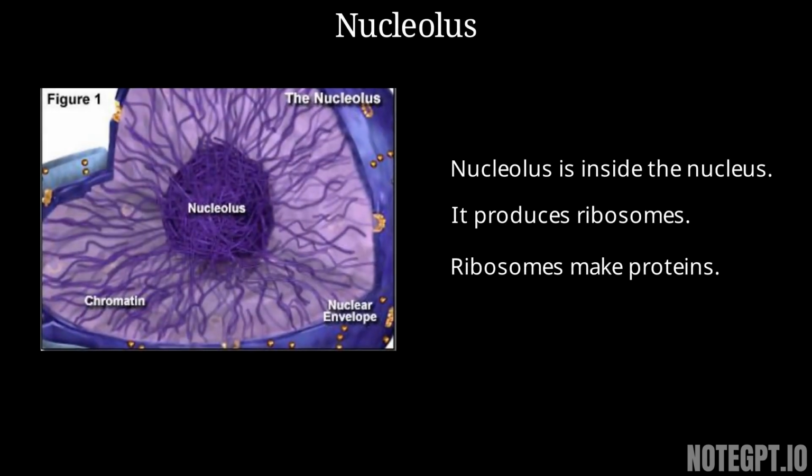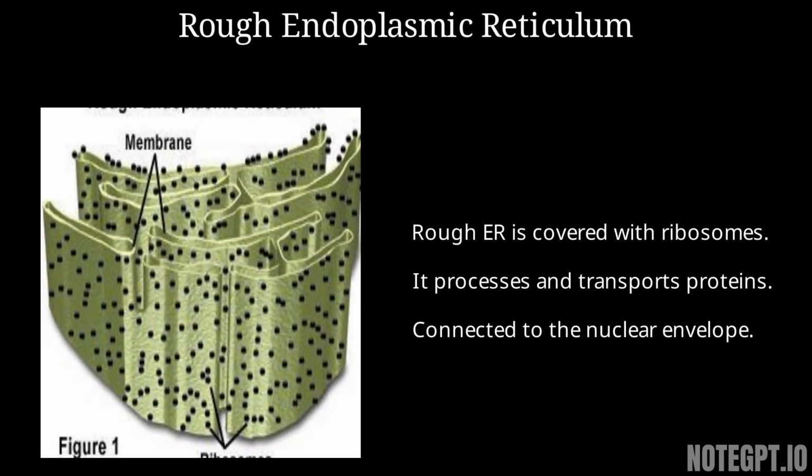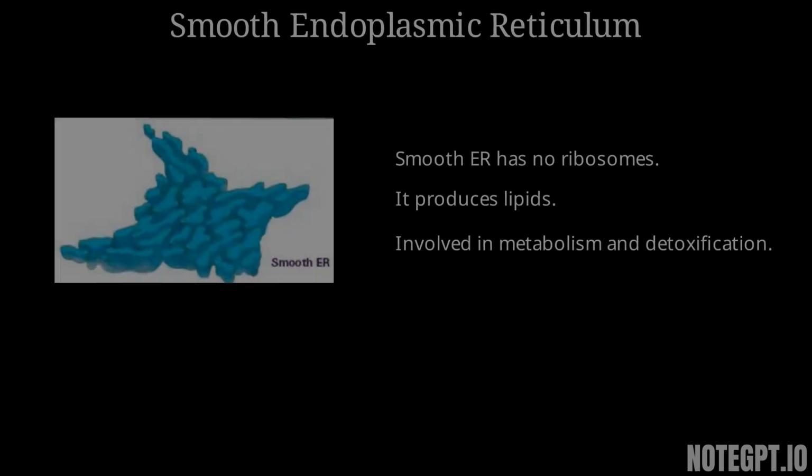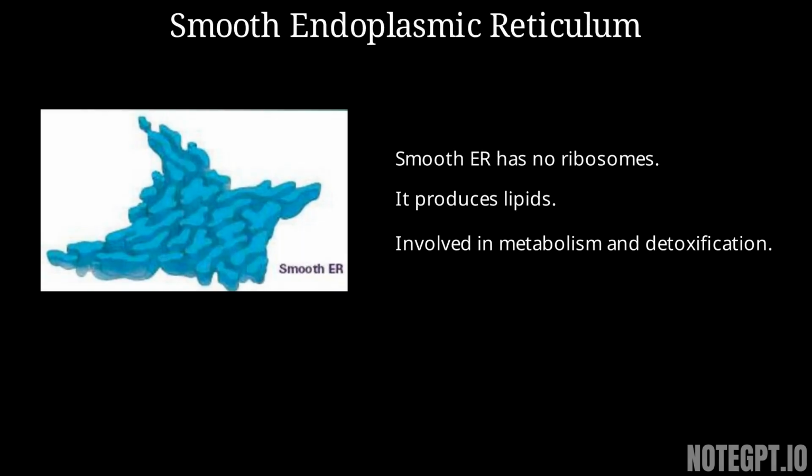The nucleolus is a dark staining structure in the nucleus. It makes ribosomes, which are essential for protein synthesis. The rough endoplasmic reticulum, ER, is a network of sacs studded with ribosomes. It manufactures, processes, and transports proteins for export from the cell. The smooth endoplasmic reticulum, ER, lacks ribosomes. It produces lipids, is involved in carbohydrate metabolism, and detoxifies drugs and poisons.